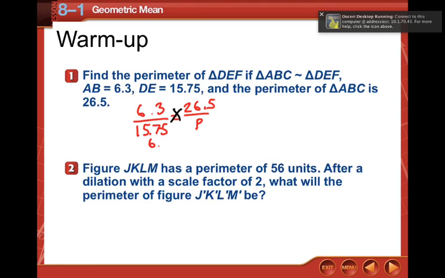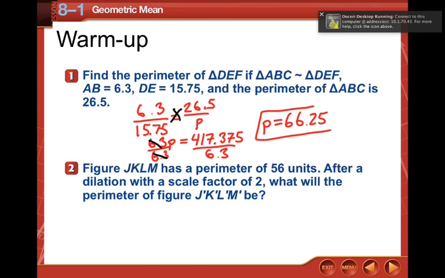6.3 times P is just 6.3P equal to 26.5 times 15.75, which comes out to be 417.375. Our last step to solve for P is to divide by 6.3. That cancels it on the left, and we're left with what P is, which, when you punch it in the calculator, comes out to be 66.25. We don't have units here, so that's our answer.